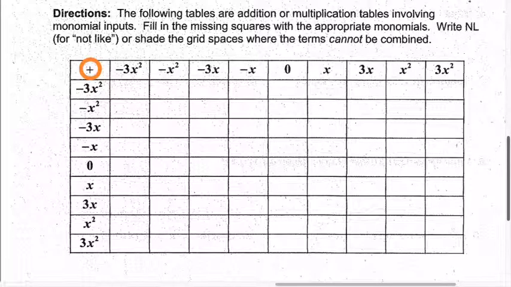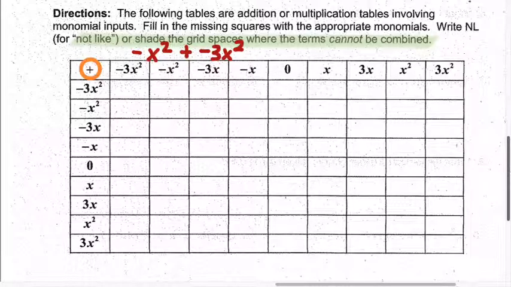Yeah. They have to be like terms. Okay, so the first, probably most important thing is that they have to be like terms. So, for example, we can add minus x squared and negative 3x squared. We can add those two together. Minus x squared plus minus 3x squared. How do we know that those two are like terms? They have the same exponent and the same variable, right? Their variable factor is the same. The only thing that's different about them are the coefficients. So it's okay to add those two together.